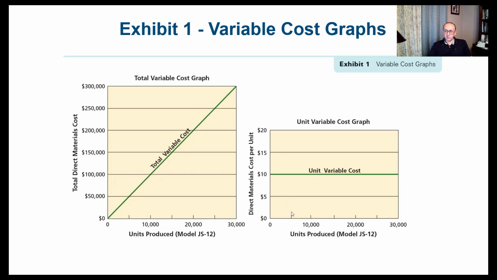But in the same direction, we can think about the units produced versus the direct material cost per unit, not the total cost. Here it's stable at $10. It doesn't matter whether we are producing 1 unit versus 30,000 units. The cost per unit is always $10.